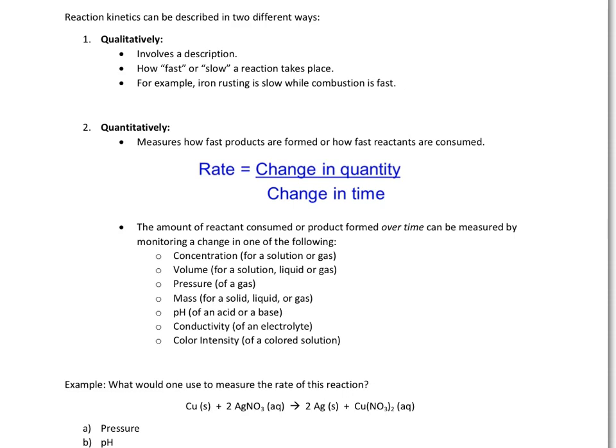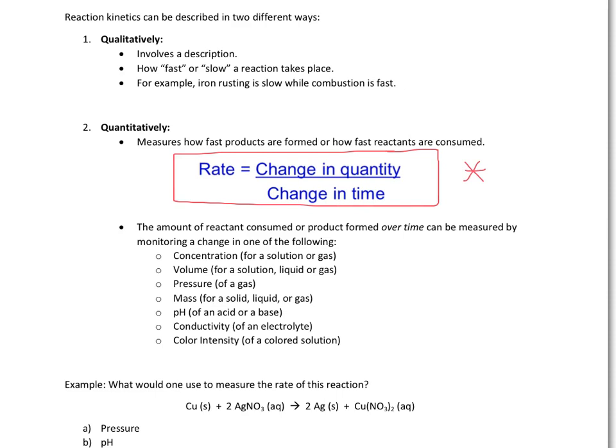Reaction kinetics can also be described quantitatively. Quantitatively measures how fast products are formed or how fast reactants are consumed. It can be described mathematically, using the equation rate is equal to the change in quantity over the change in time. This is a formula you're expected to remember.